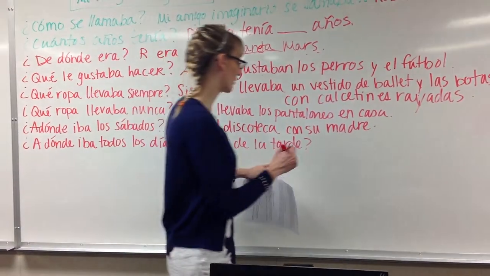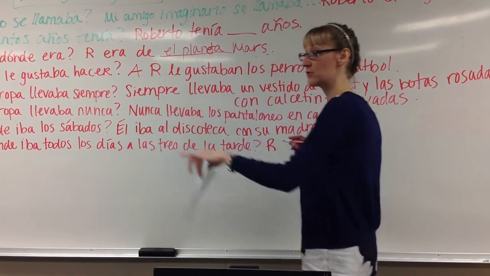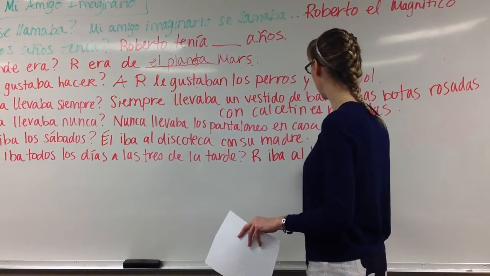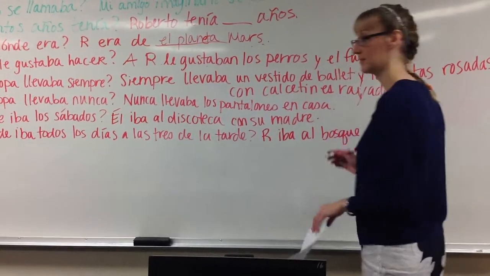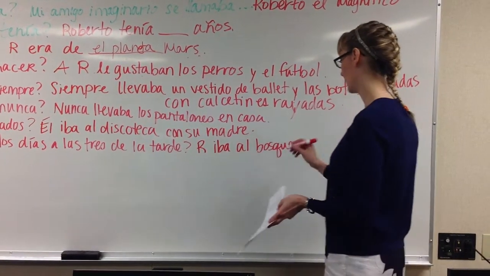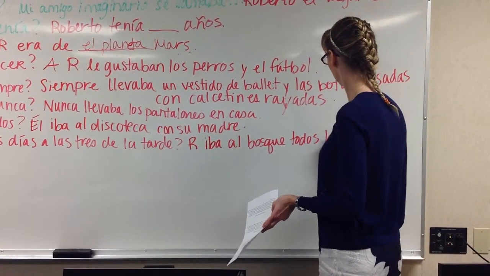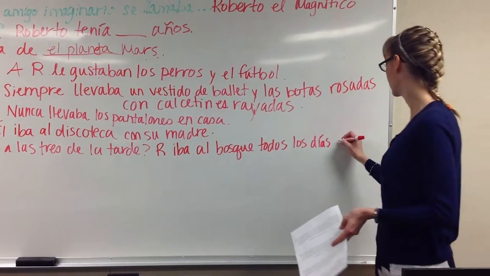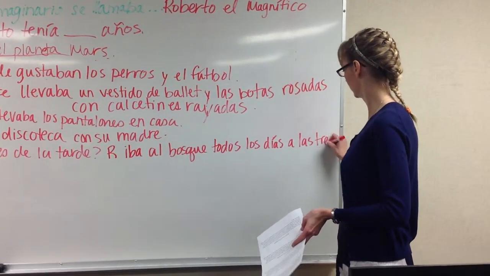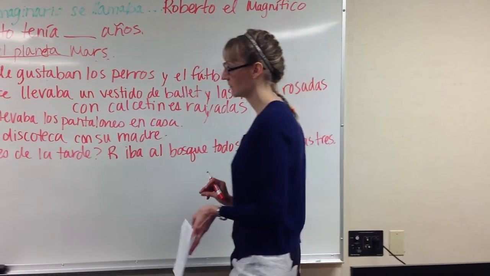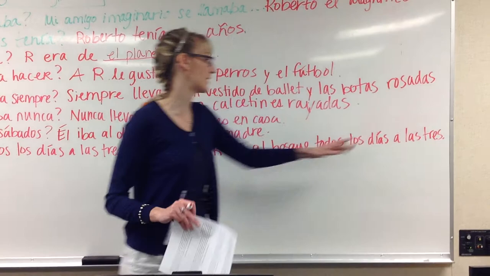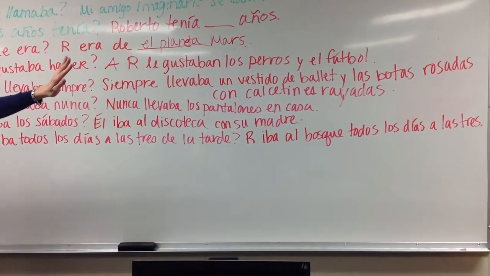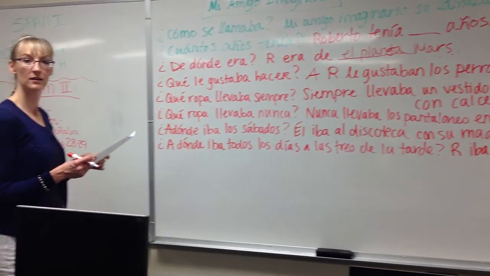So we could say, Roberto, we could use your new word, iba. Roberto iba al bosque. He went to the forest. Todos los días. How do you say at 3 o'clock? A las tres. Or you could start with todos los días a las tres, Roberto iba al bosque. Should I erase and start at the top? Is it easier to see? Katie? No, it's fine.